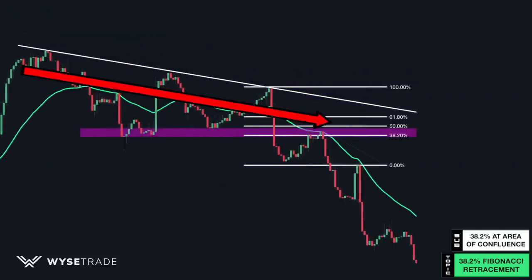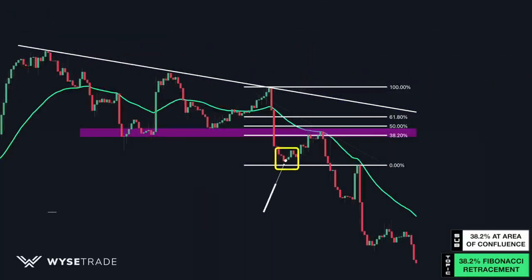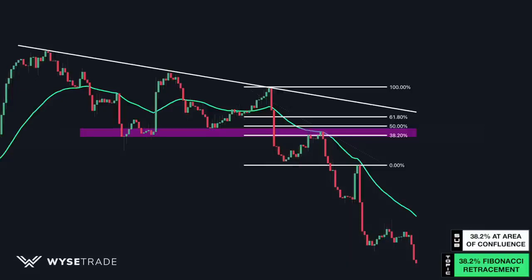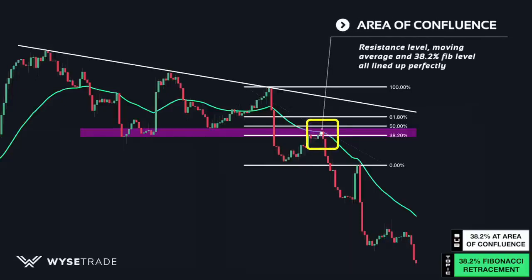You have a moving downtrend through the lower highs. Price then breaks below the key support level and below the descending triangle pattern, showing the bearish momentum, so you want to trade with it. Price then pulls back to your area of confluence, where the resistance level, moving average, and 38.2% Fib area lined up, which presented a short trade opportunity.